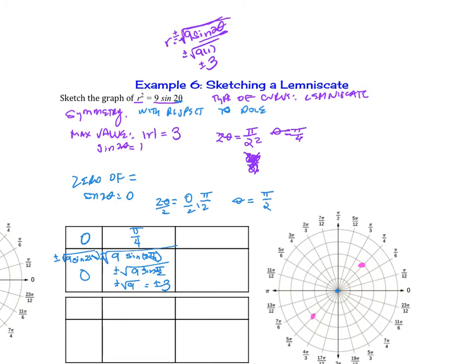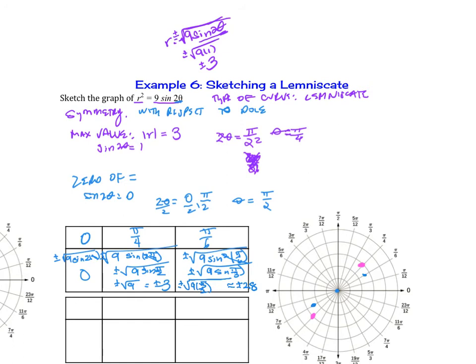Now let's take a look at another value. Let's just choose pi over 6. So plus or minus the square root of 9 times sine of 2 times pi over 6. That's sine of pi over 3, so plus or minus the square root of 9 times root 3 over 2. If you plug that into your calculator, you're going to find that's approximately plus or minus 2.8 at pi over 6. So that's going to be here, plus or minus 2.8. Maybe it should be a little closer to the 3 over here. And then same thing on this side here.